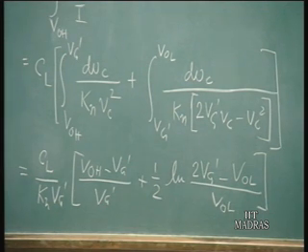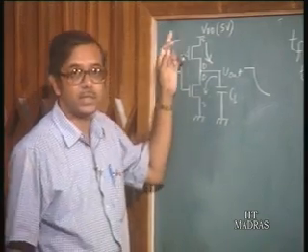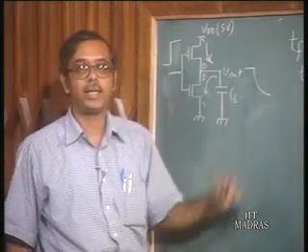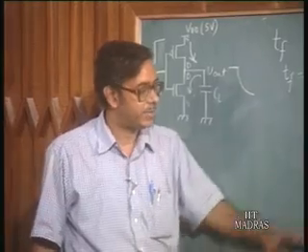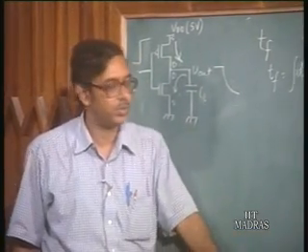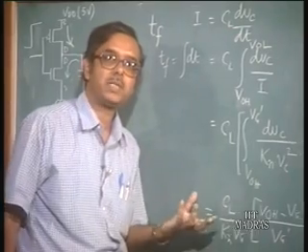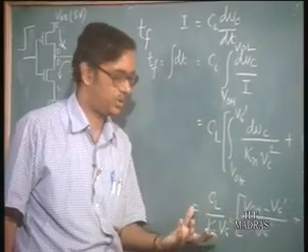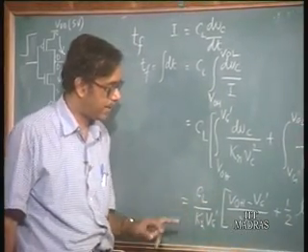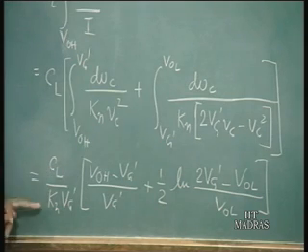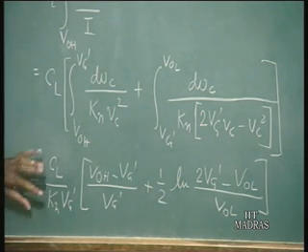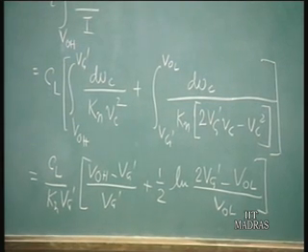The point here is that when you change the input voltage, if there is an instantaneous change, you do not get an instantaneous change at the output. It will take some time because the capacitance has to discharge. For a good circuit, this fall time must be as small as possible, so we must try to reduce it. The fall time is proportional to CL by Kn; CL by Kn determines the fall time.